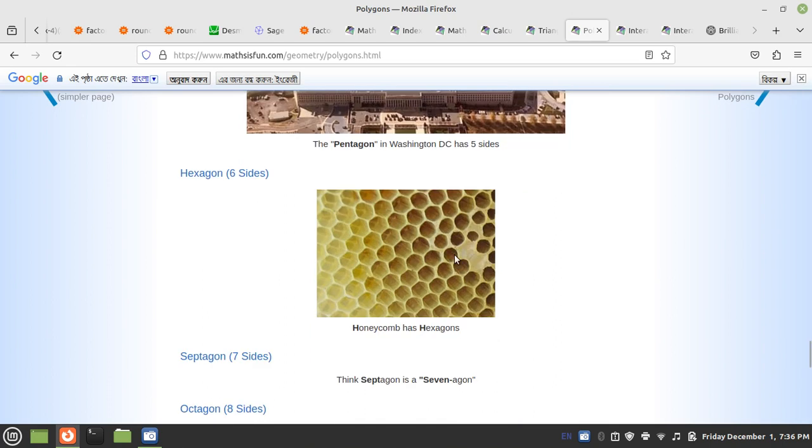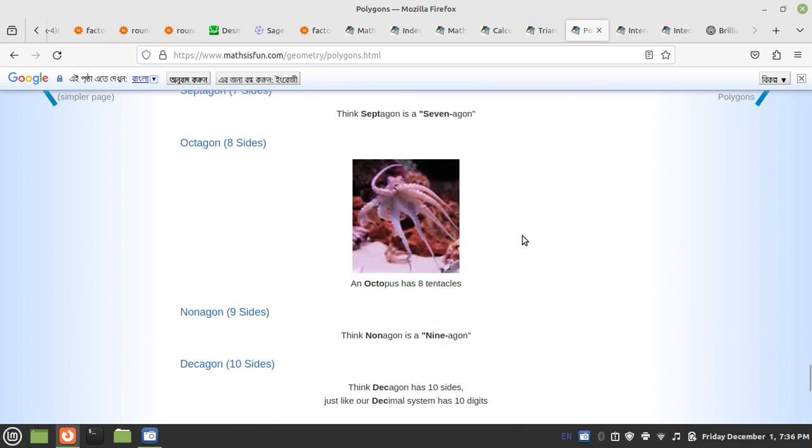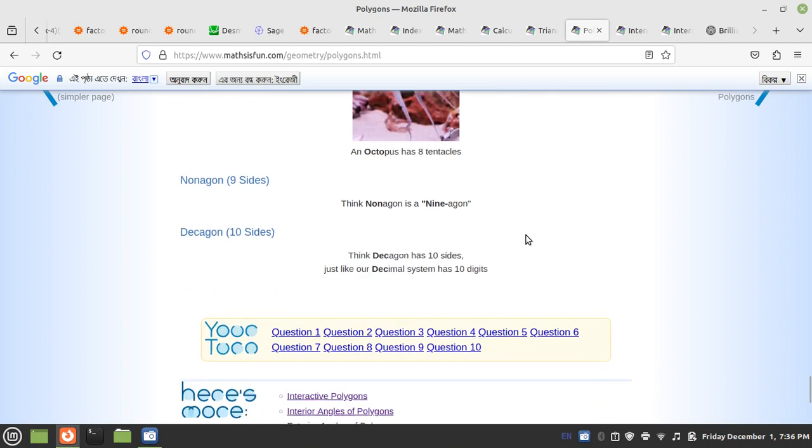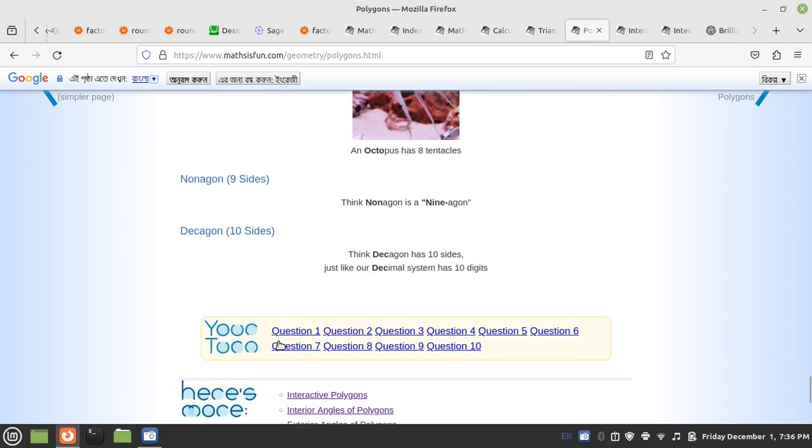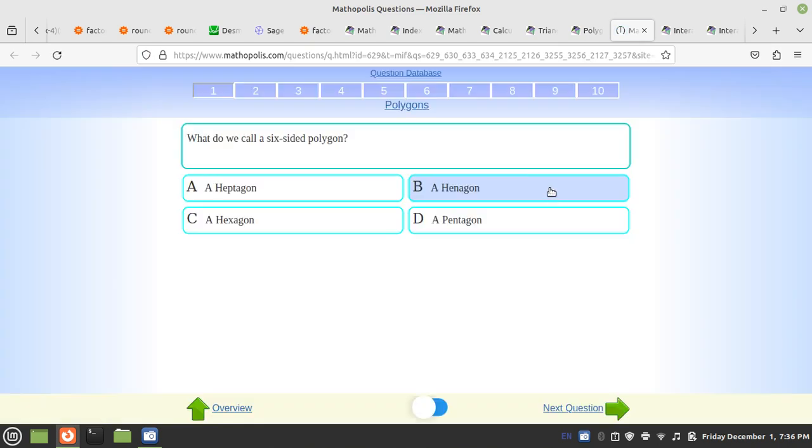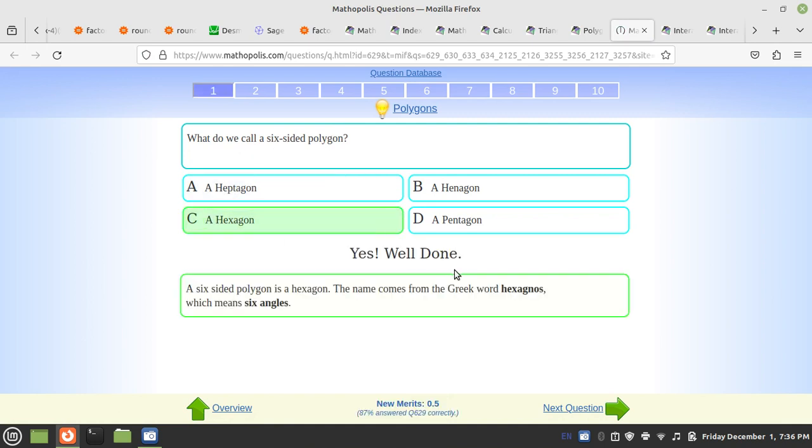So honeycomb, hexagon. And after the article, there are questions. You can take a quiz to check your understanding. I think there are 10 questions. What do we call a six-sided polygon? I think this should be a hexagon. Yes, well done, alhamdulillah. So they are giving you feedback, mashallah. So there are quizzes also, which is very helpful.